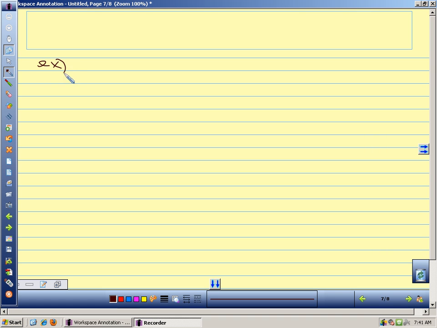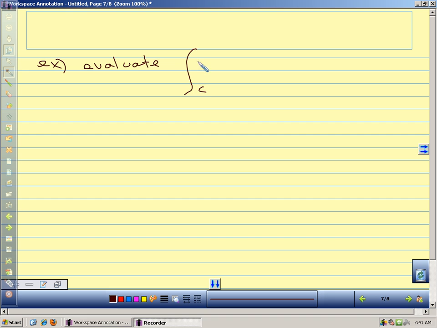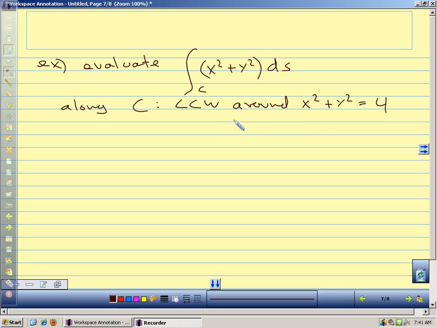Let's look at another one where we have to parameterize our curve. So we want to evaluate the integral of x squared plus y squared along our curve C ds, where our curve is counterclockwise around x squared plus y squared equals 4 from (2, 0) to (0, 2).